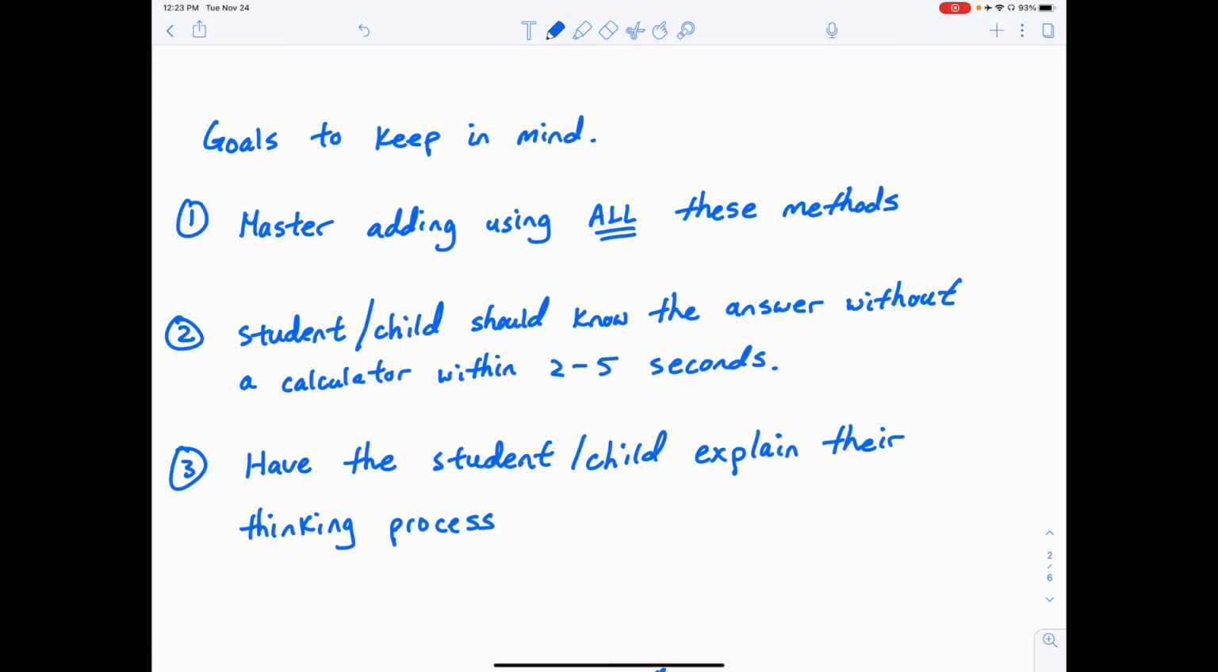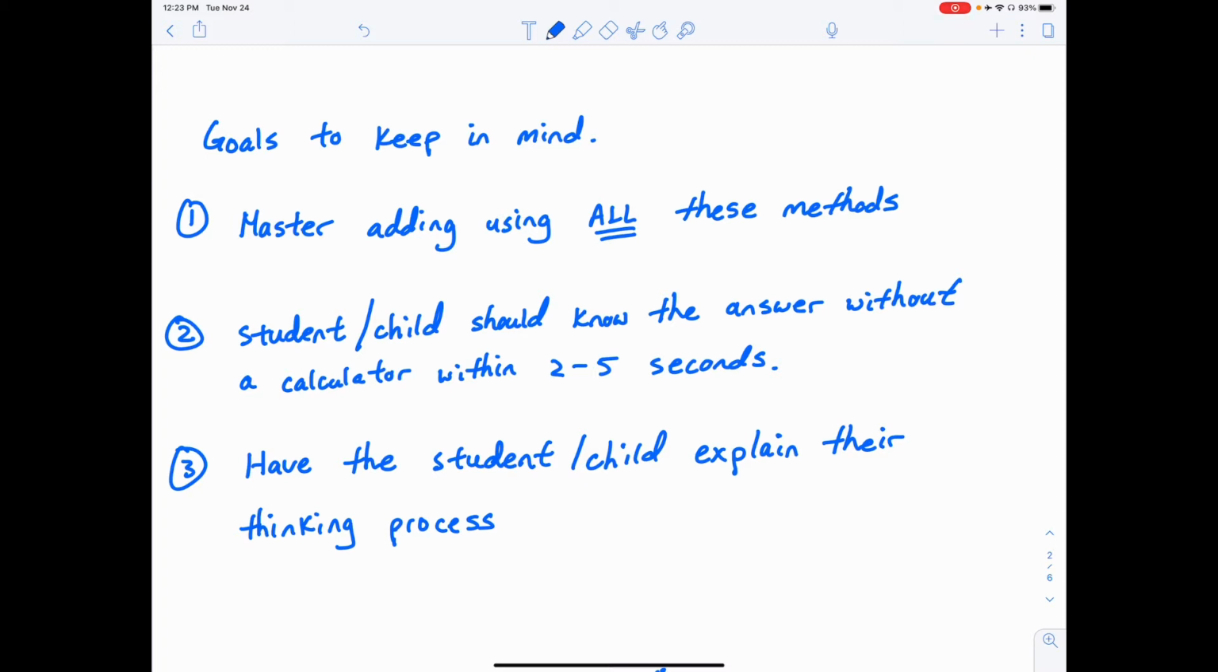The reason why you want to teach them all these methods is because the more methods they have, the more methods they can use to solve a question. Remember, in mathematics, there's multiple ways of getting to the right answer. You can use any way you want as long as you can justify it properly.